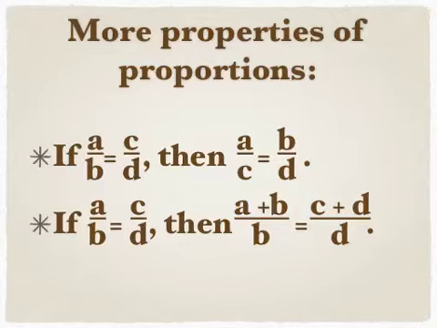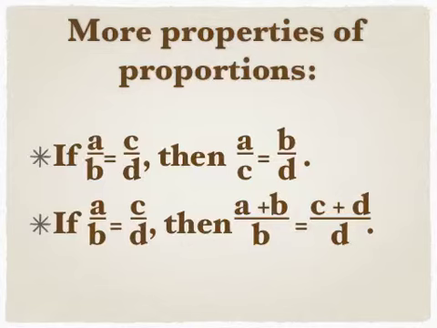If we have the proportion A over B equals C over D, then we can write it as A over C equals B over D. Notice what we've done here is we've taken the two numerators and created a proportion with them, and we've taken the two denominators and created a ratio with them. And when we cross multiply, we're still multiplying the same two variables.